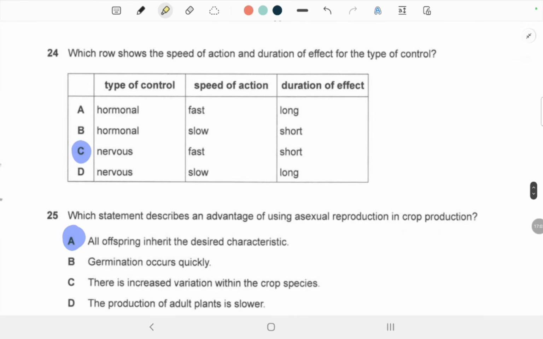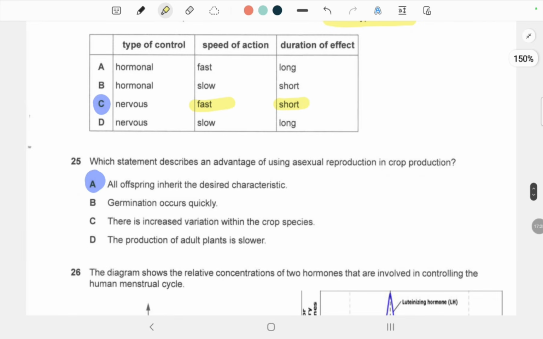Now question 24. Which row shows the speed of action and duration of effect for the type of control? If it is the nervous system, the speed of action will be fast and the duration of effect will be short, and this question was repeated in November 2025, variant 2 and variant 1. So this question is really important for you guys. If it is nervous, the speed of action will be fast and the duration of effect will be short, and this was all about question number 24.